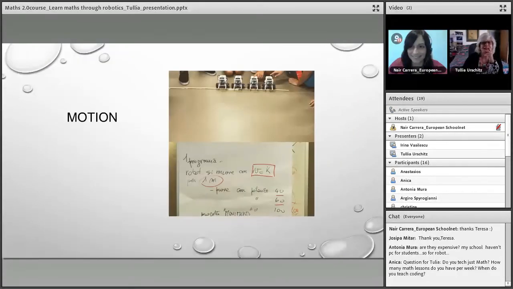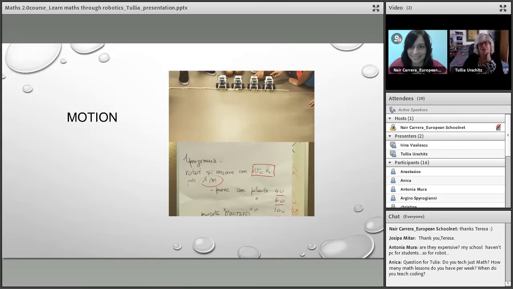Something else can be done combining physics or science with mathematics. I often combine both of them because I think that mathematics can be powerful for science, and the same for many other subjects.